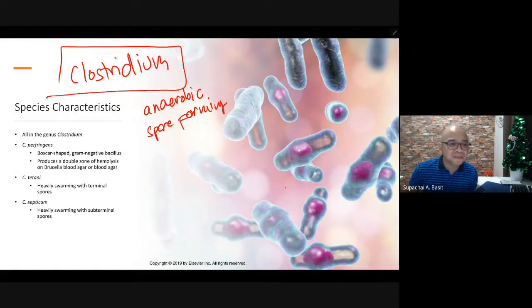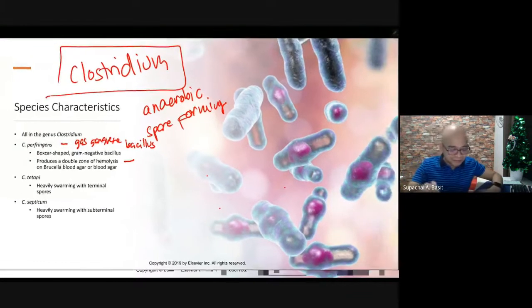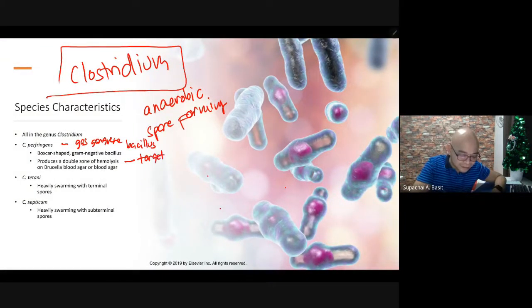So, we have Clostridium perfringens. Common name, gas gangrene bacillus. It is classified as a boxcar-shaped gram-positive bacillus, and it can produce a double zone of hemolysis. This double zone of hemolysis of Clostridium perfringens is sometimes known as the target hemolysis.